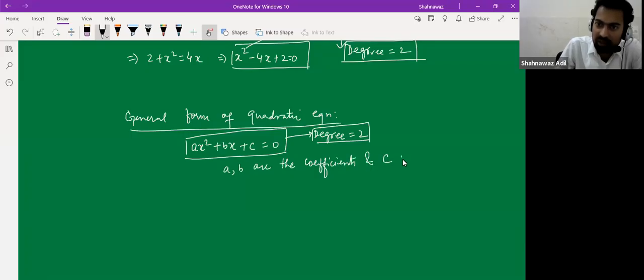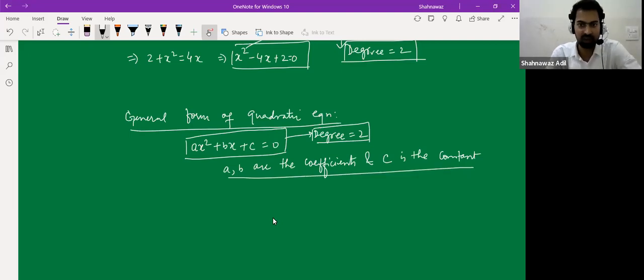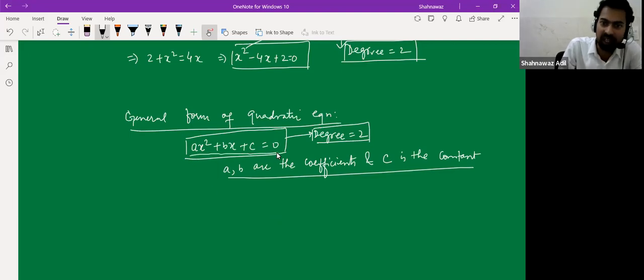And c is the constant, right? Right, Hamad? So this you learned already, right? Yes, sir. Now in the first exercise, we just have to identify whether those equations are quadratic or not, right? So we have to check for this form only, right? Yes, sir. And if the degree is 2, then that equation is the quadratic one, right? And you also learned yesterday about the middle term splitting, right?